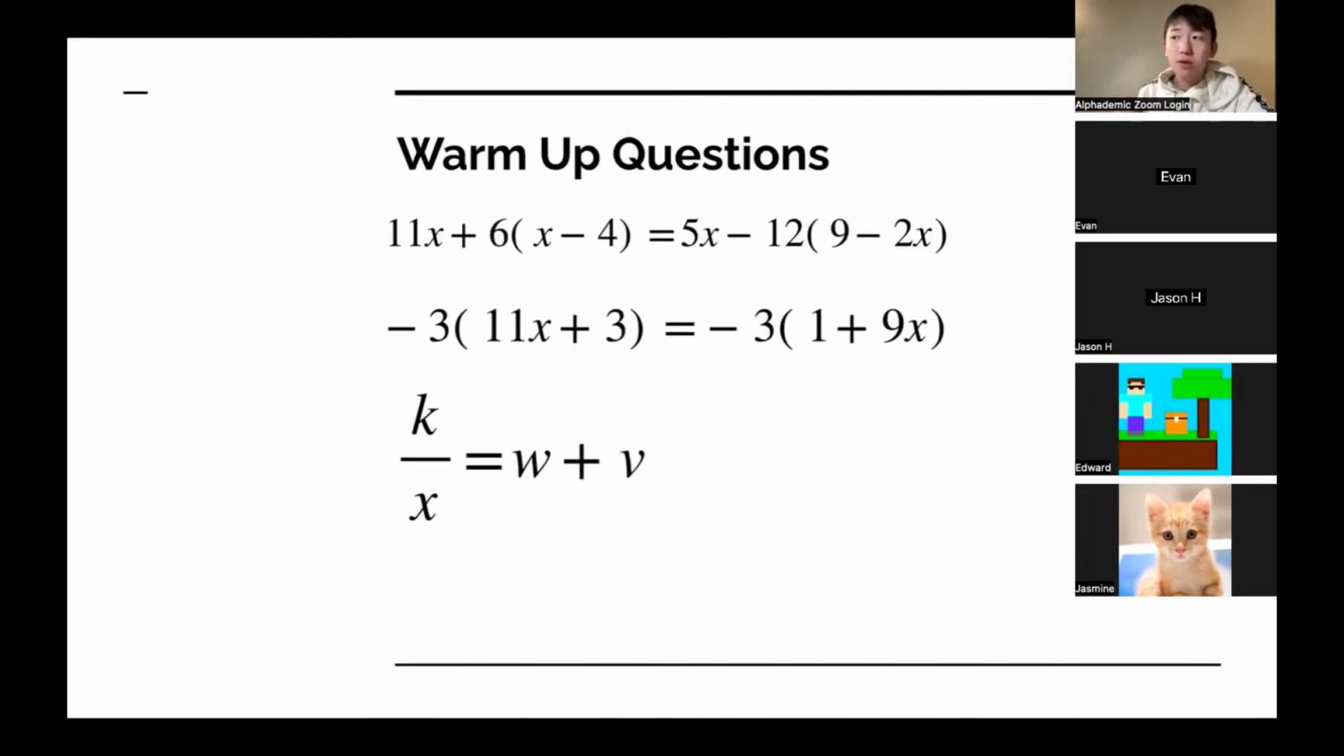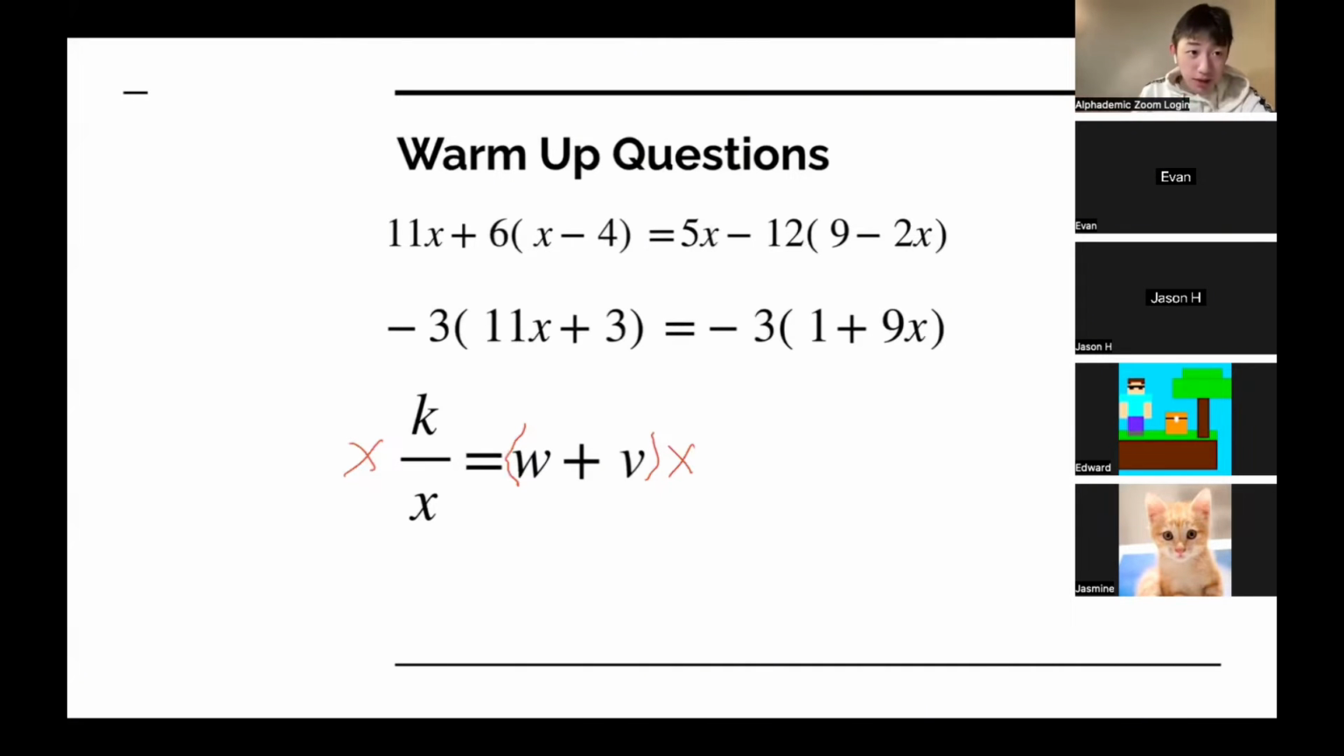Well, we want to first get rid of the x in the denominator. So how do we do that? We multiply both sides by x. So we multiply this side by x, and we multiply this side by x. But very important, remember that when you're multiplying x on the right side, you put parentheses because you're multiplying x by the entire thing on the right side, not just by w or by v.